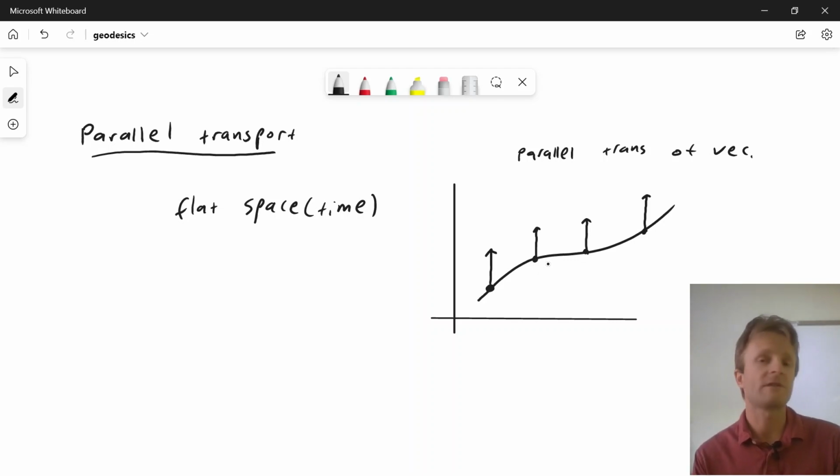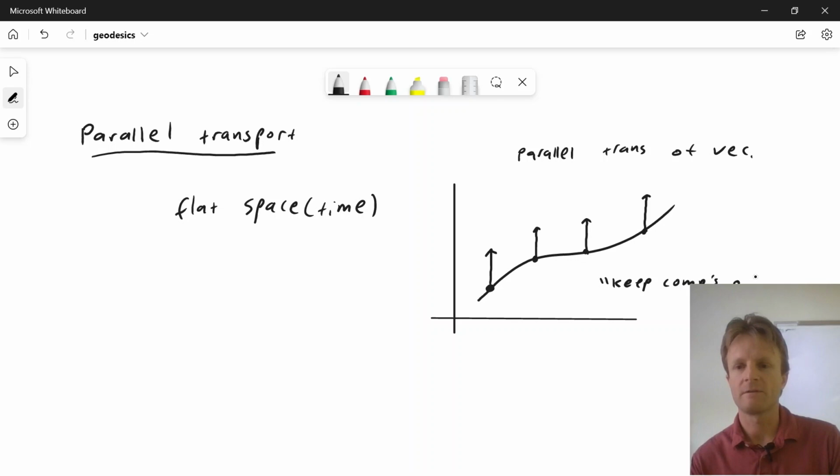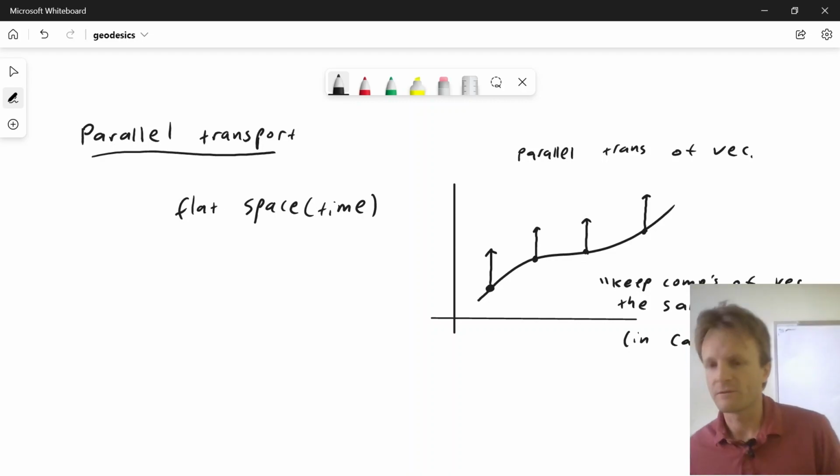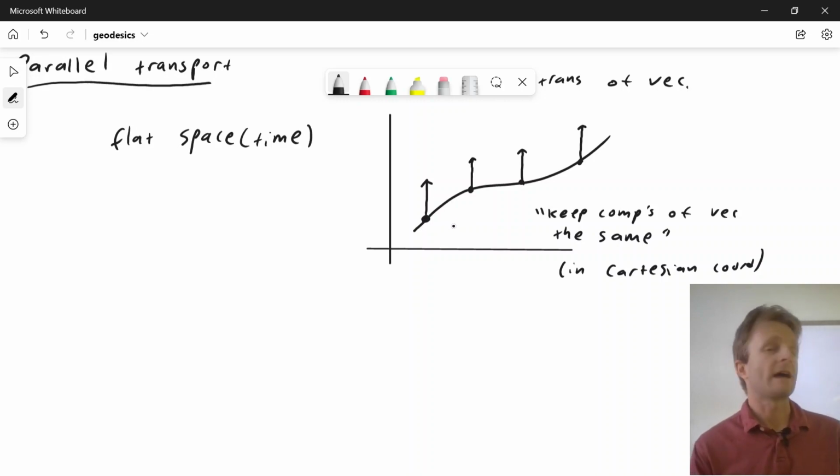And so because of that, you can do this in flat space-time. The rule is you just keep the components the same. Keep the components of the vector the same, as long as you're in Cartesian coordinates, or more generally in the Lorentz frame. And so you can do that, and no one ever really thinks of that as remarkable or anything, but it's a very special property of a flat space.